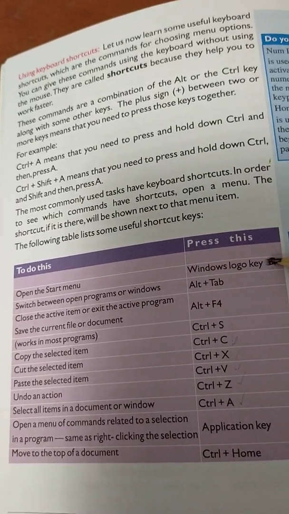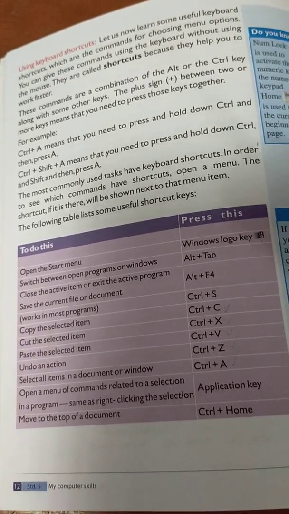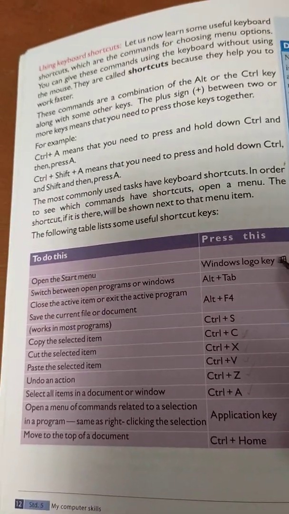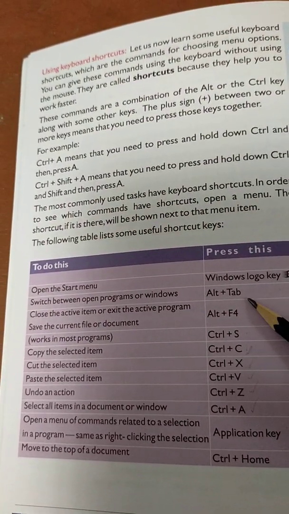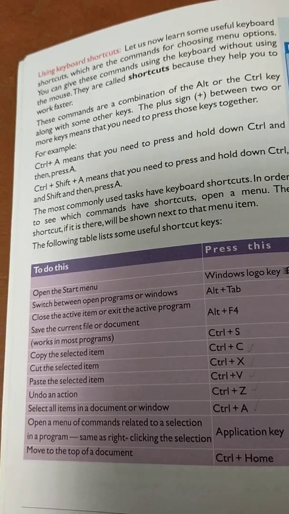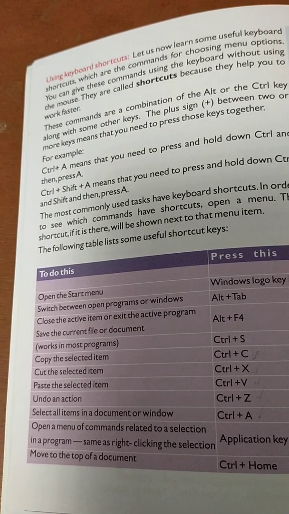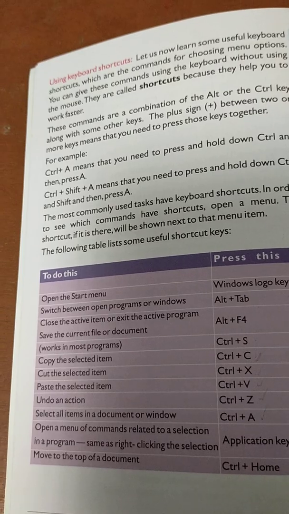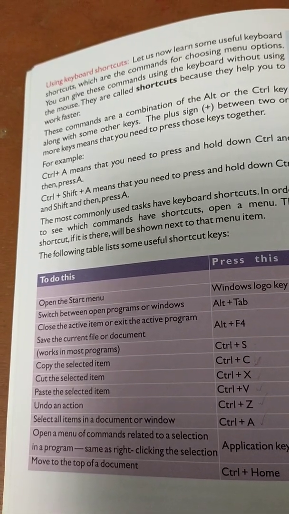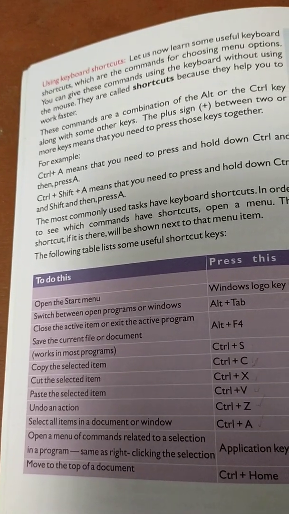And if you want to open the start menu, you need not place the mouse over the start button or click it. You just press the Windows logo, and it opens the start menu. Alt plus Tab switches between programs or windows. If you open more than one or two programs, we need not click the mouse. You just press Alt plus Tab together. It shows the minimized windows on the screen. You can select the program which you want.